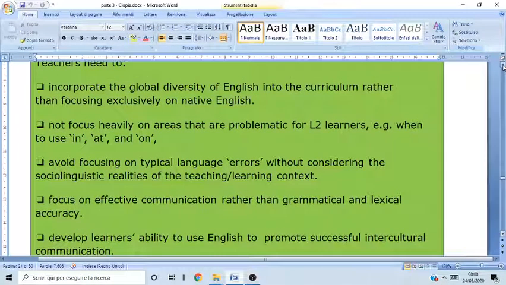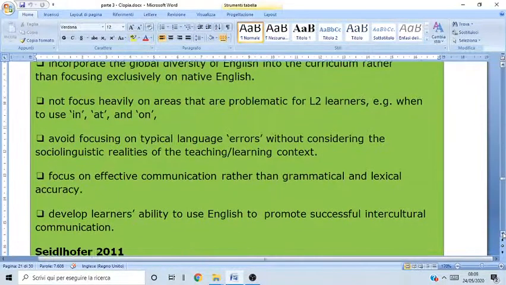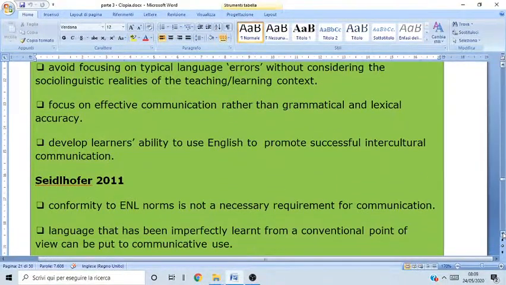Okay, so you need to talk about global diversities. Don't stress aspects that are problematic, and so don't talk about errors or mistakes. Focus on communication and on language as a vehicle to convey cultural aspects, cultural diversity.